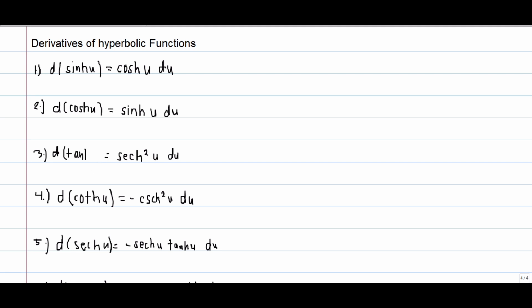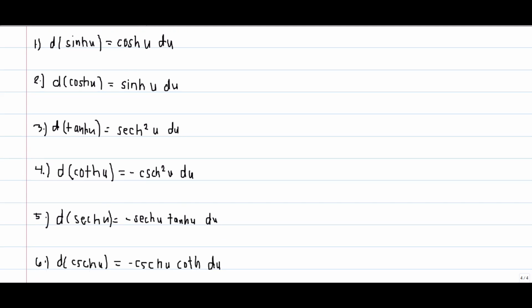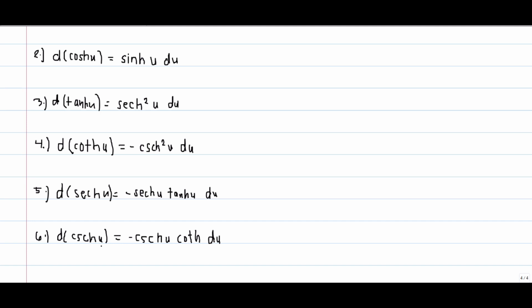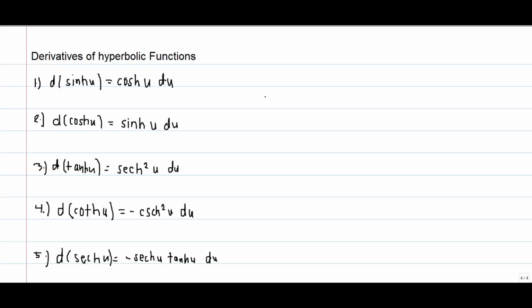Then the derivative of tanh u is equal to sech squared u du. The derivative of coth u is equal to negative csch squared u du. Then the derivative of sech u is equal to negative sech u tanh u du. And the last is the derivative of csch u, which is equal to negative csch u coth u du.